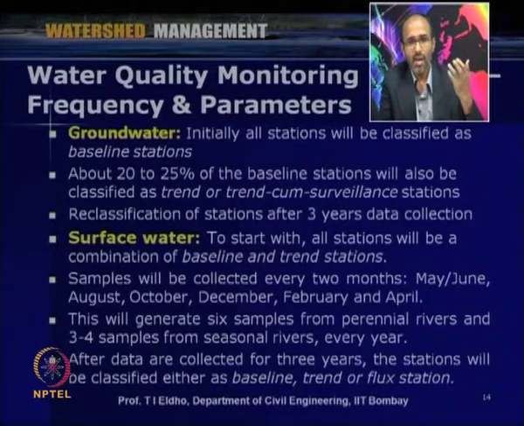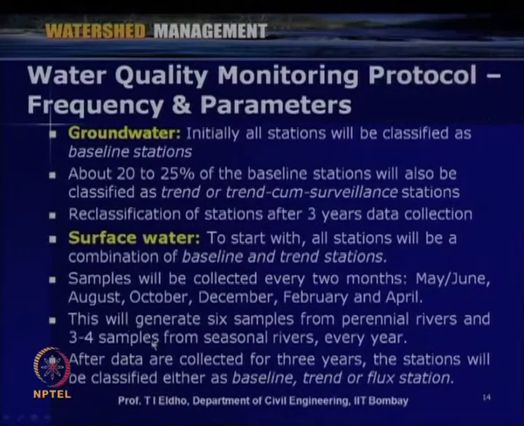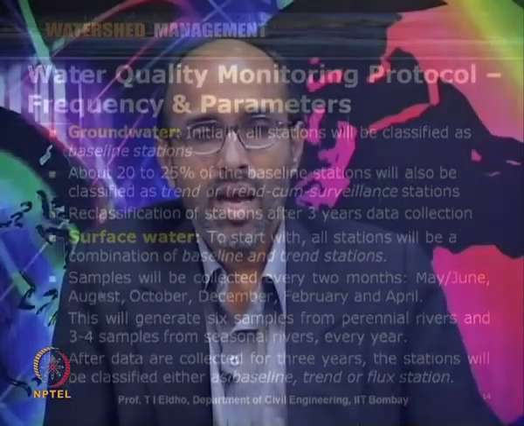So accordingly, when we collect the samples and do the monitoring, we get a large number of samples and we get the data in a systematic way from either the baseline stations or the trend stations. Then after the data is collected for, say, 3 years, the station will be classified as baseline, trend or flux station, according to the guidelines specified by the Central Pollution Control Board. So for surface water or groundwater, we can have baseline stations or trend cum surveillance stations, and we can rotate between those stations for a particular area, zone or region. We can have that kind of flexibility.